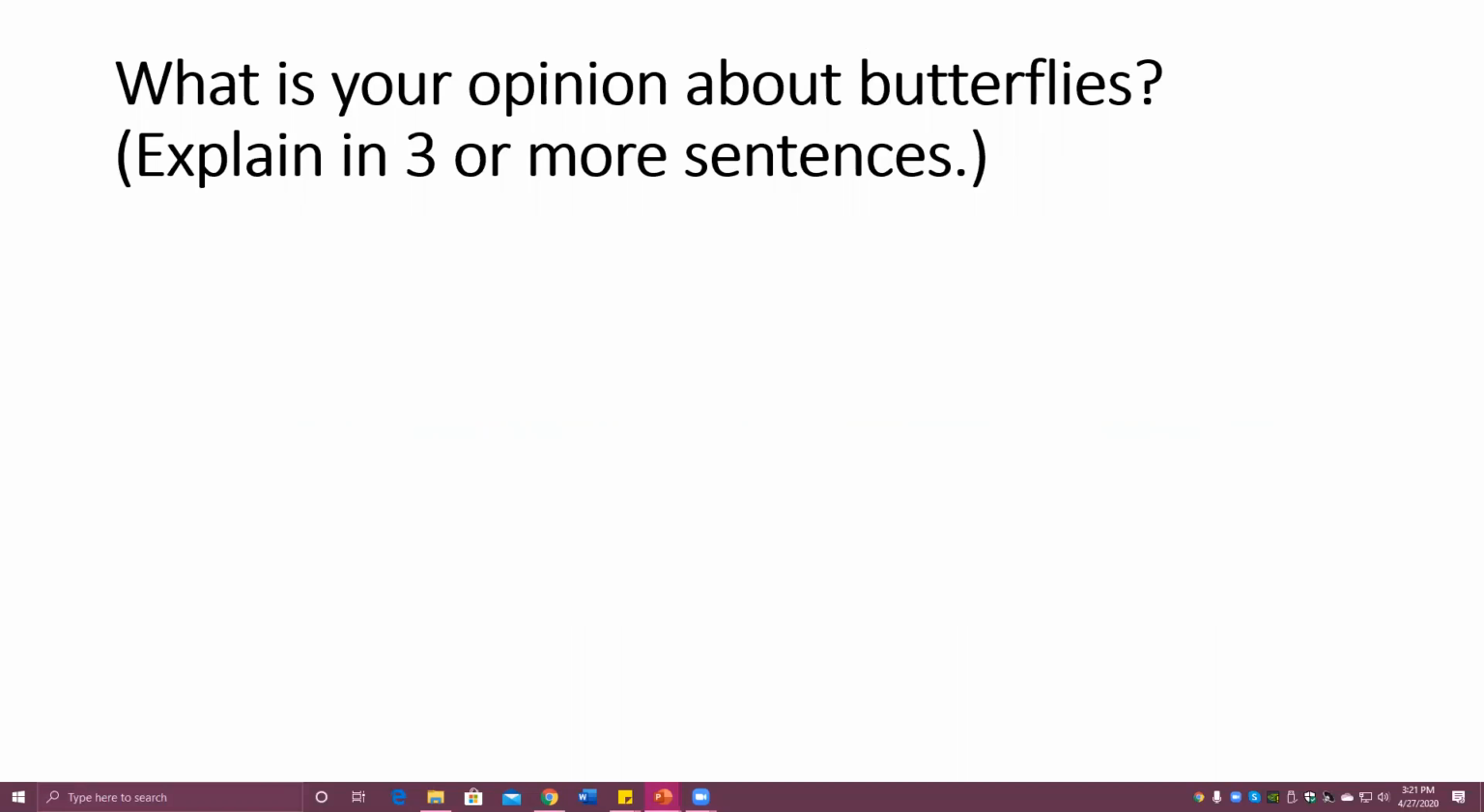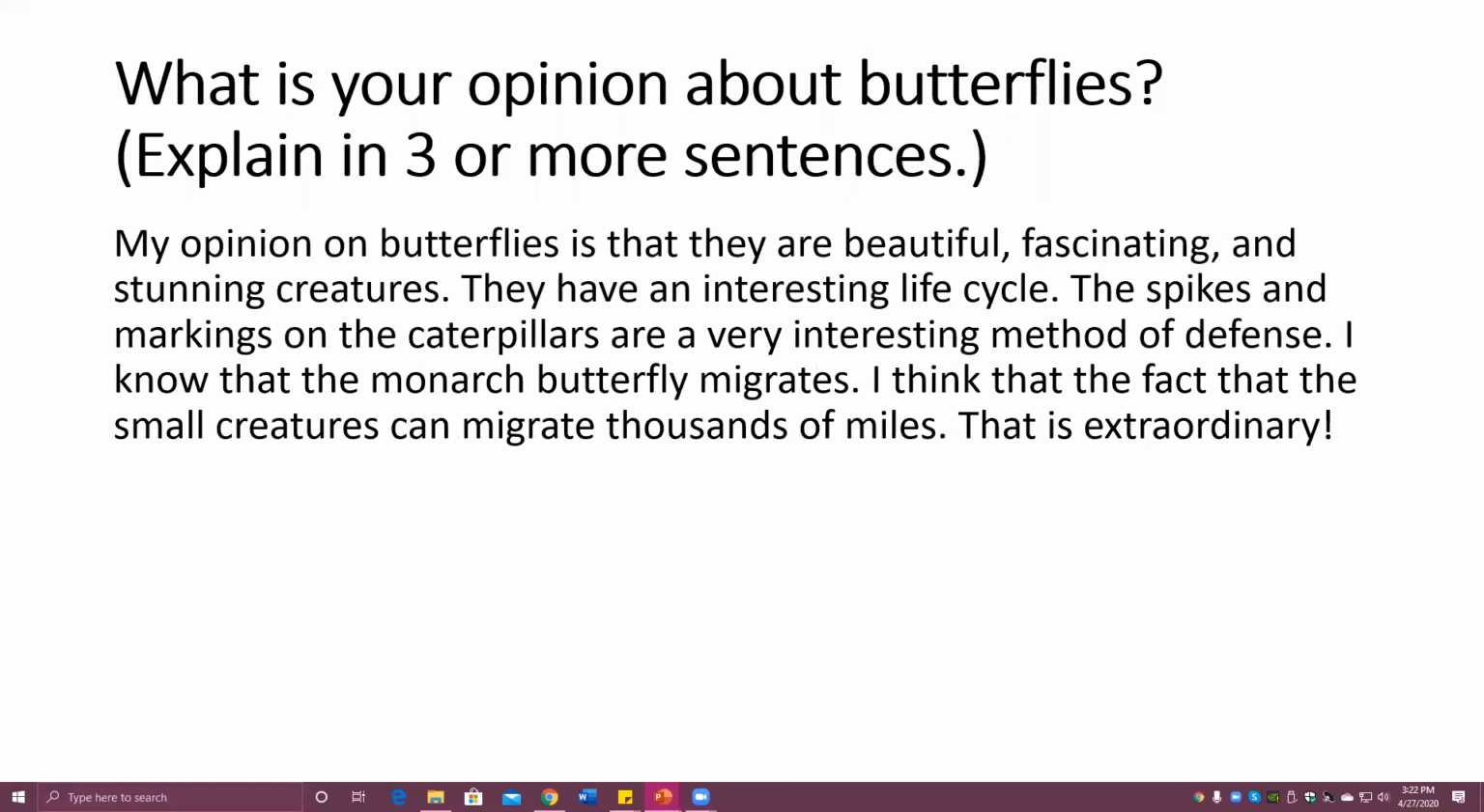What is your opinion about butterflies? Explain in 3 or more sentences. Now, the reason I am showing you this is because a lot of you did great at answering RACE. However, when some of you got to this question, you explained your opinion about butterflies, but you didn't use 3 or more sentences. When it says explain in 3 or more, that means you need to use a minimum of 3 sentences. So here's someone who used more than 3 sentences.